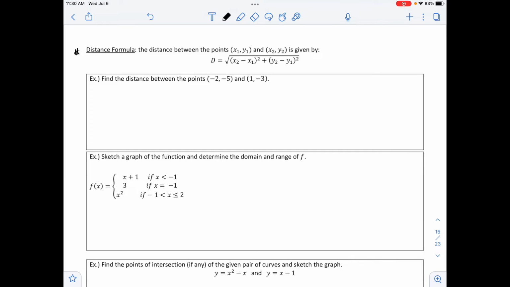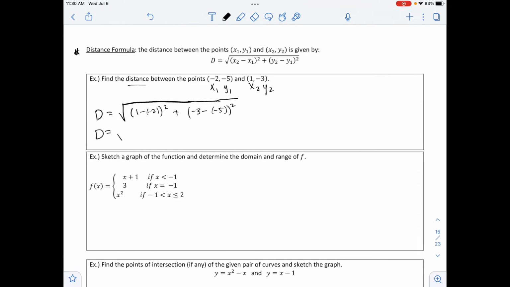The example says find the distance between points negative 2, negative 5 and 1, negative 3. So I'm going to call the first ordered pair x1, y1 and the second ordered pair x2, y2. And so d is going to be equal to the square root of, and the formula is listed right up above, x2, which is 1, minus x1, which is negative 2, squared, plus the difference between those y values, which y2 is negative 3, minus y1, which is negative 5, squared.